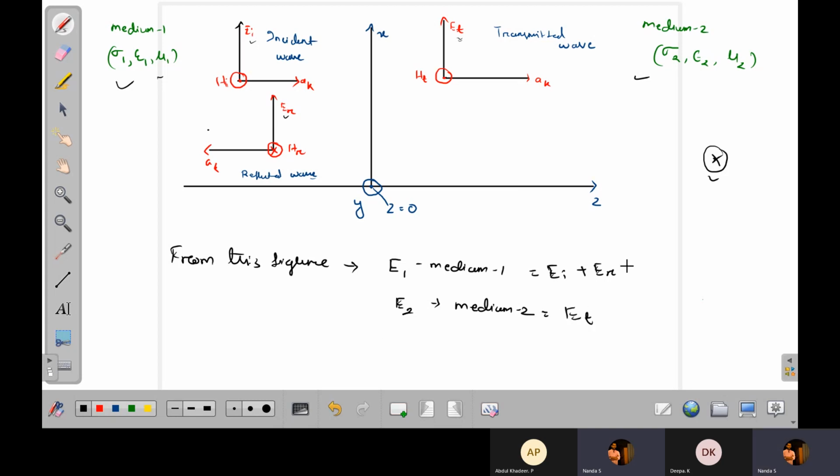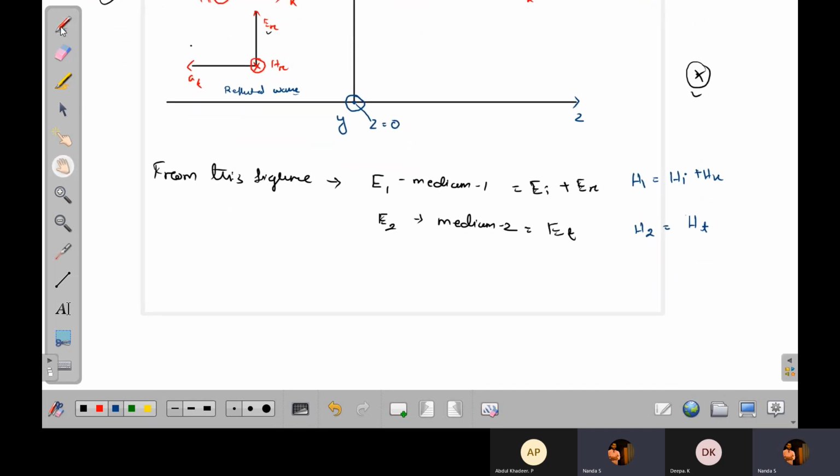Similarly, I can write H1. H1 means the magnetic field in medium 1. So H1 will be HI plus HR, incident and reflected. Similarly, H2 will be H transmitted. So these are the electric field and H field in the two different media.